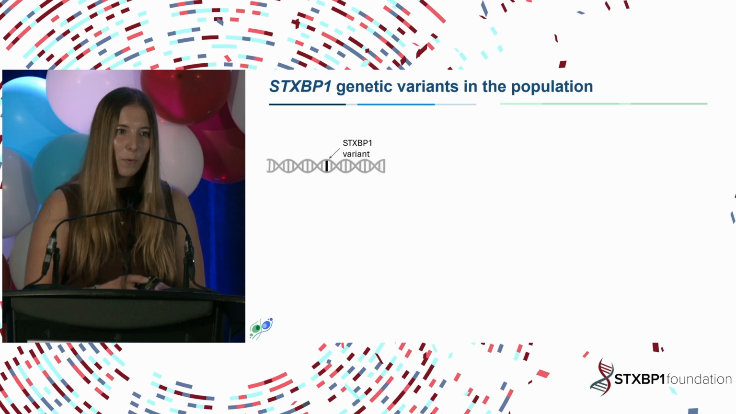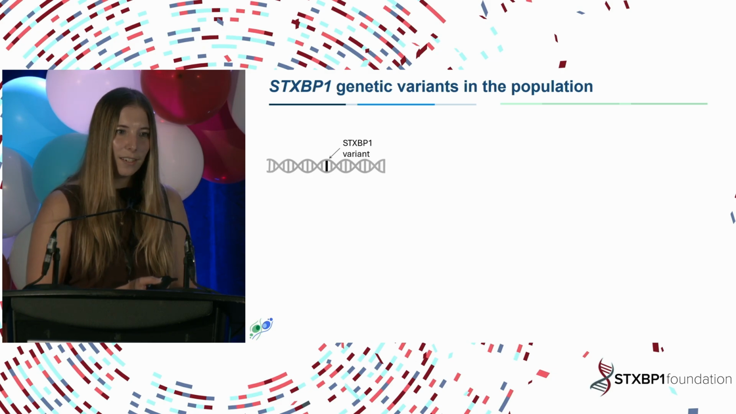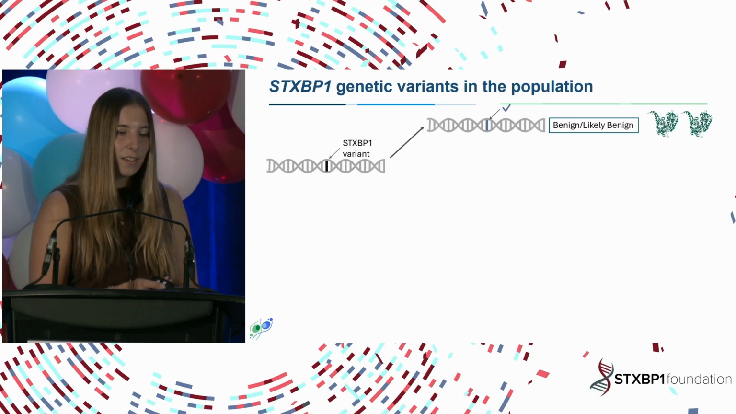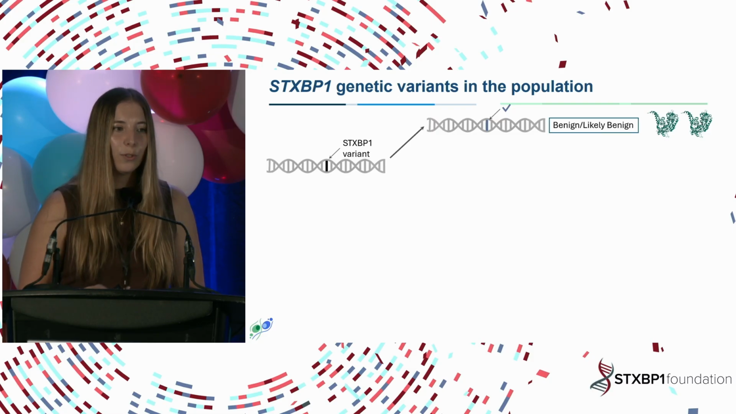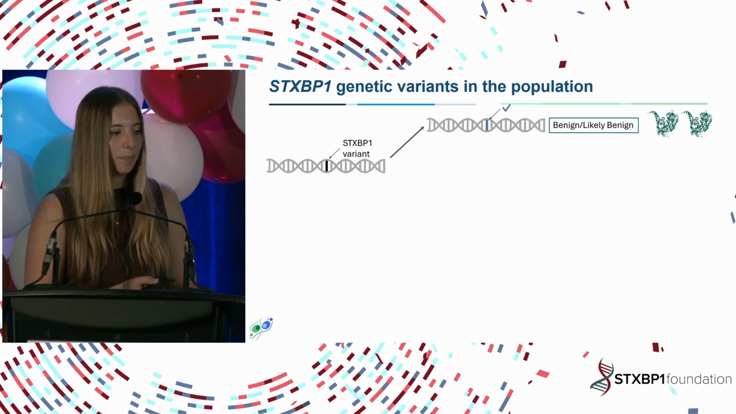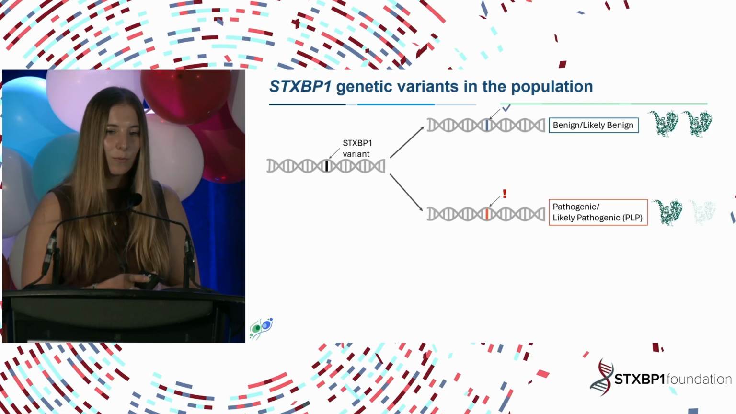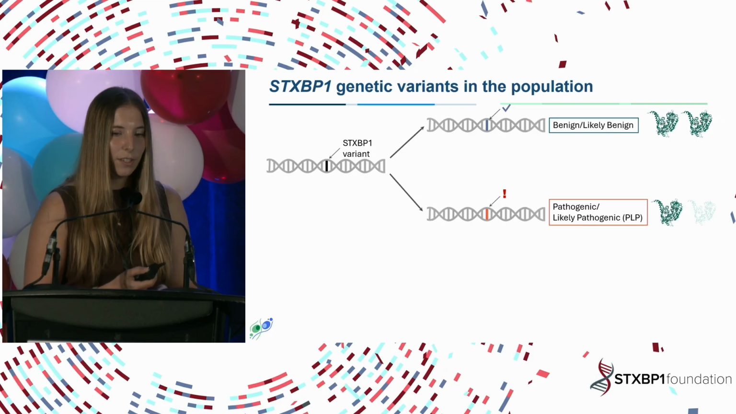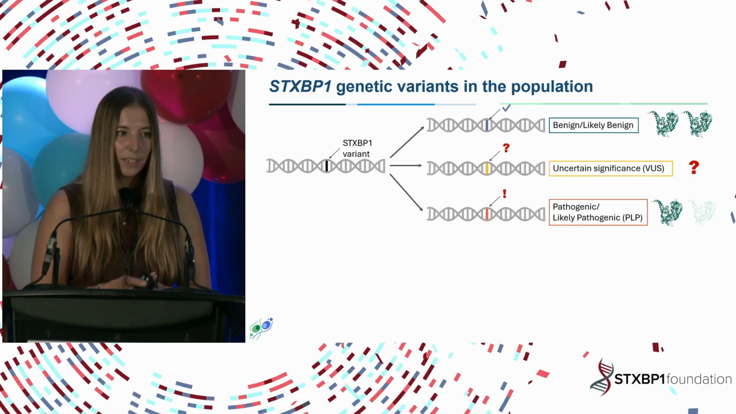Now, STXBP1 variants, the story is a bit more complicated. Not all the variants in STXBP1 are pathogenic. There are actually a lot of variants that we call benign. So these are differences in the gene, but this gene can still produce the right amount of MUNC18 protein. Then we, of course, also have the pathogenic or likely pathogenic variants. We call them PLP. These are the ones I just explained that cause a reduction in the levels of MUNC18 and cause the disease. But there's a third type, which are called variants of uncertain significance.